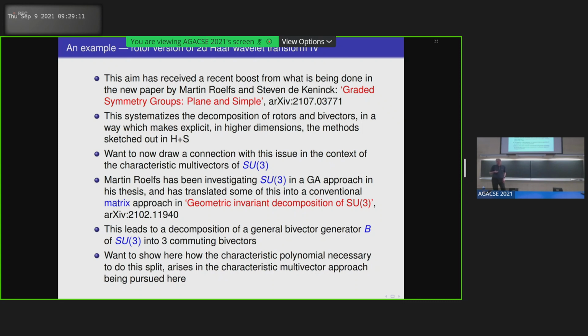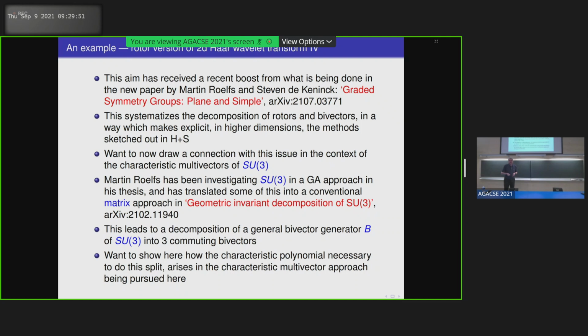And so what I'm going to do now is draw a connection between this issue and characteristic multivectors. Characteristic multivectors were key to getting the rotor from one frame to another. We assume we got our rotor, we want to split it up. So the next thing is, is there a role for characteristic multivectors in this splitting up? And we're going to be looking at that in the context of SU3. I've been stimulated to this partly by stuff I was doing with SU3 in a completely different context. I'll talk about that in a minute.